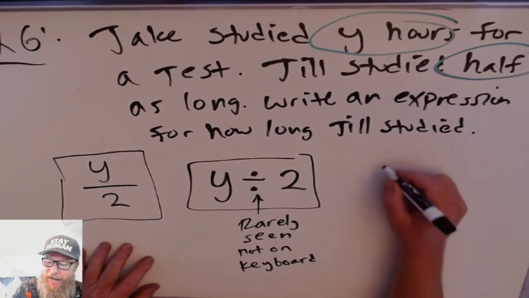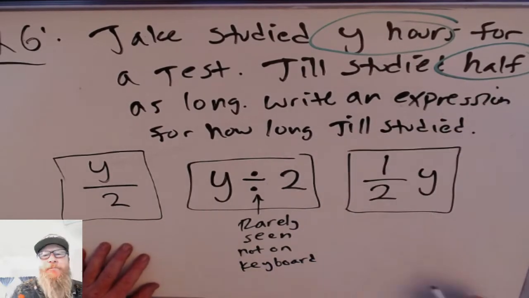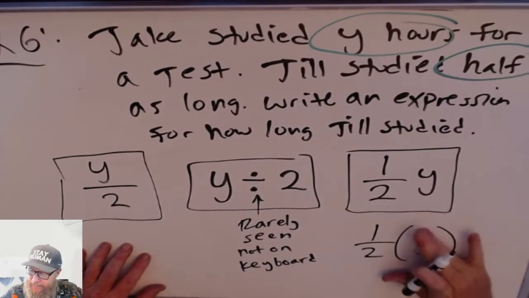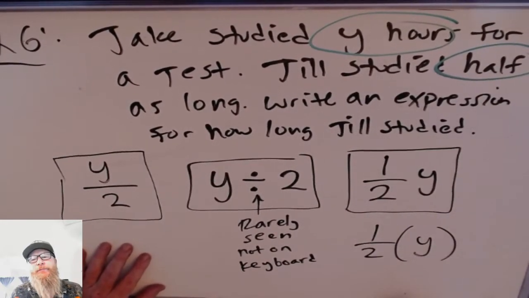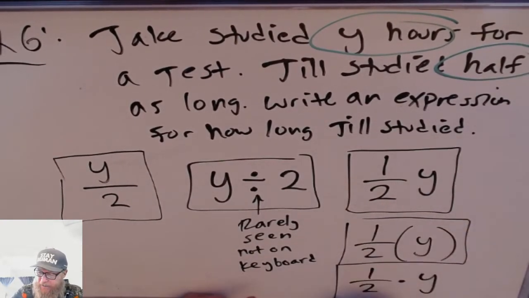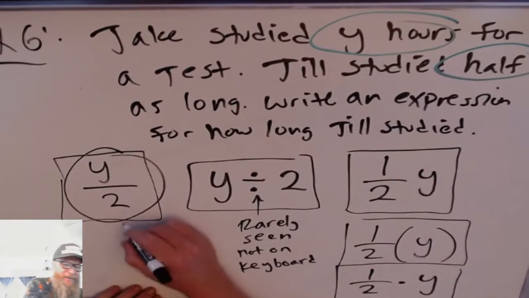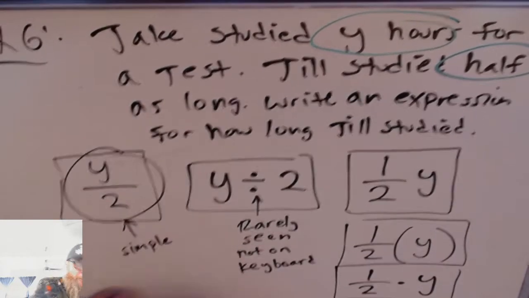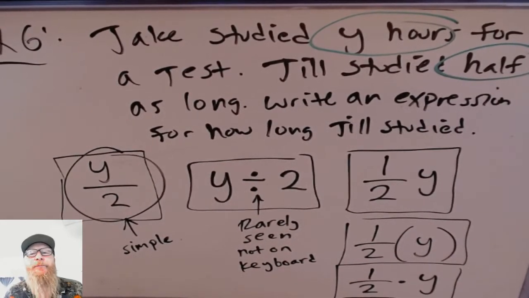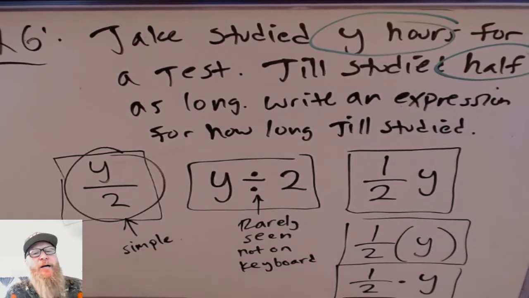It's just not there. Another option would just be to say 1/2 y. Or you could say 1/2 parentheses y. Or you could say 1/2 dot y. All of these answers would be correct. I probably would just go with this one. Simplified. But they're all correct. We have to mark all of these correct because it means half. I could also break out some decimals, but I'm not going to, not in this chapter.